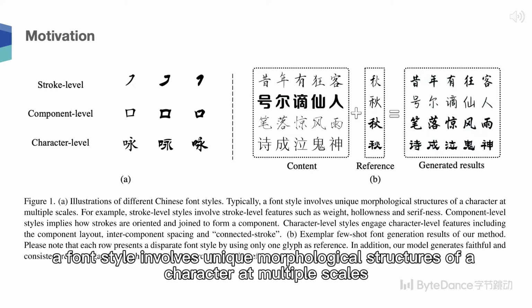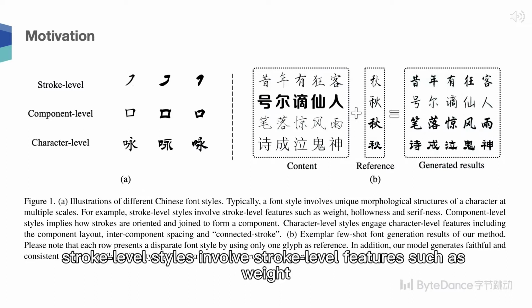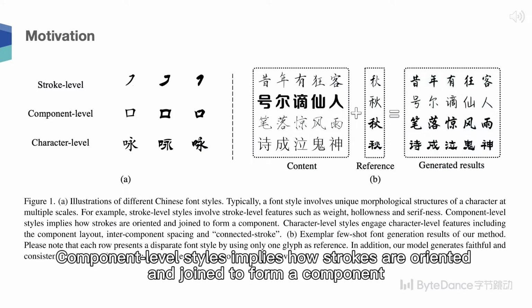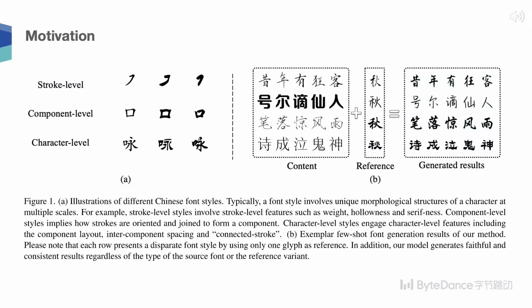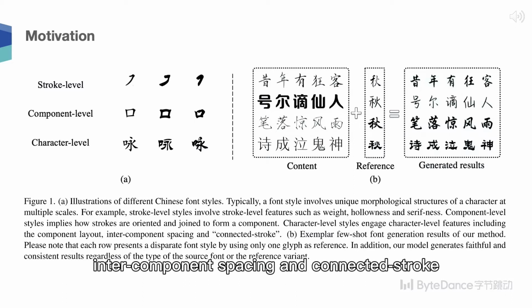Typically, a font style involves unique morphological structures of a font at multiple scales. For example, stroke level styles involve stroke level features such as weight, hollowness, and serifness. Component level styles implies how strokes are oriented and joined to form a component. Character level styles engage character level features including the component layout, intercomponent spacing, and connected stroke.